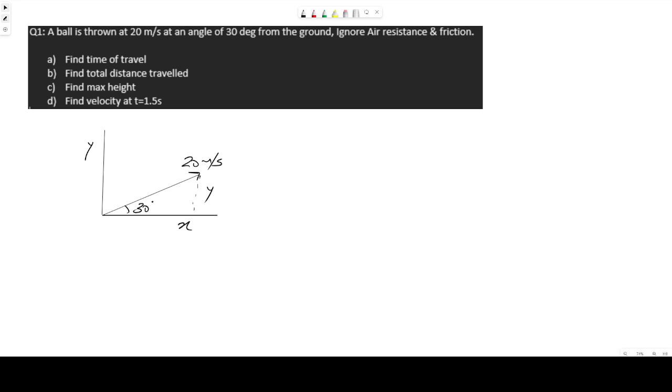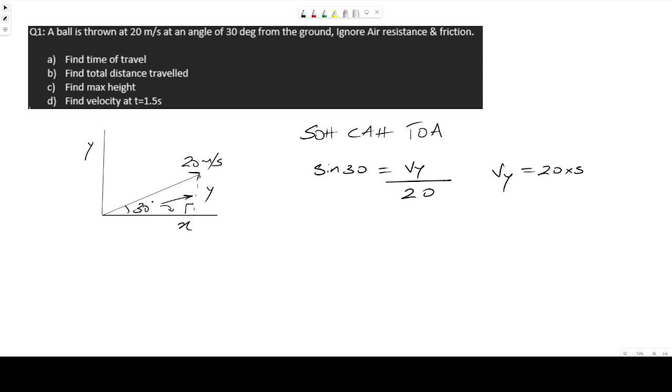Because this is a right angle triangle right here, the opposite is y, the adjacent is x, and the hypotenuse is 20. Using SOHCAHTOA, we know that sine is the opposite over the hypotenuse. So sine of 30 is equal to Vy over 20. Rearranging for Vy, this becomes 20 times sine of 30.